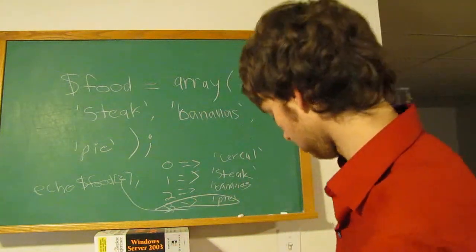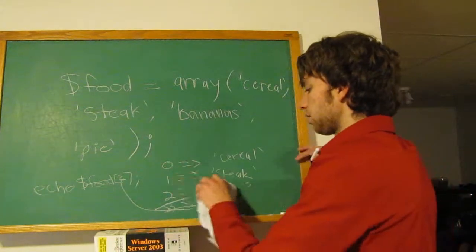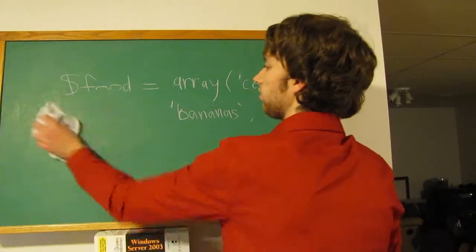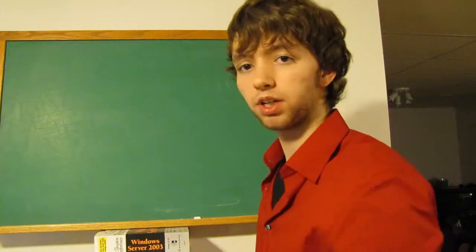Alright, cool. Now, what about associative arrays? What if you want to give a string value as the key? Well, we can also do that.